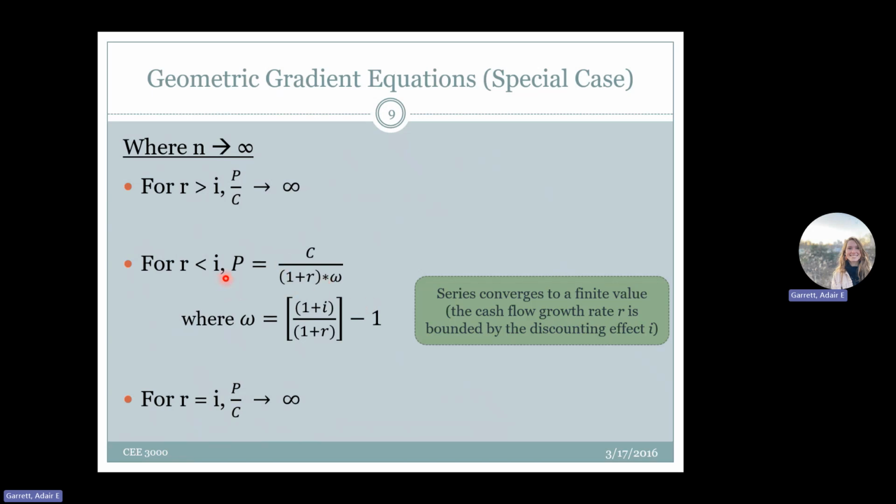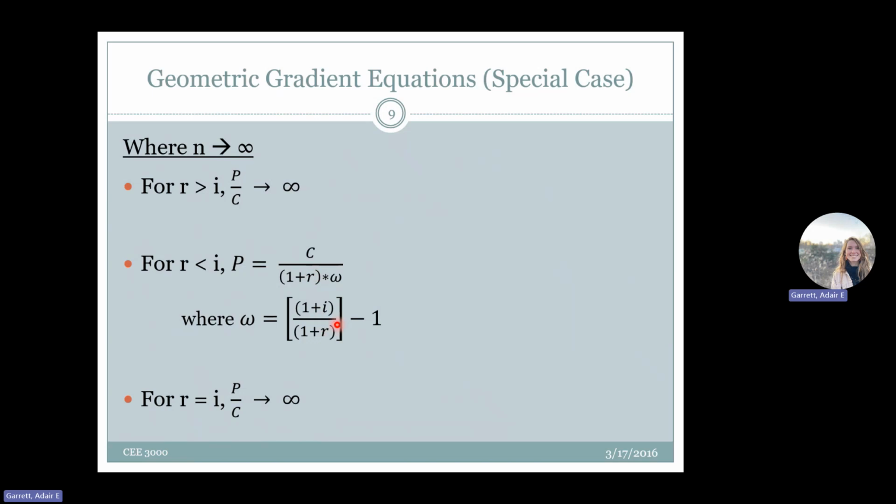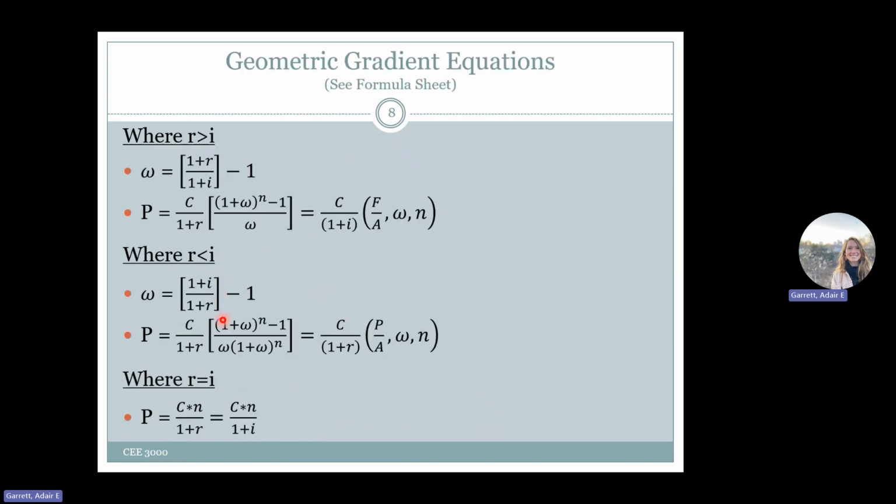So our cash flow growth rate R is less than our discounting effect I, and we're able to calculate our present worth as being that initial payment over 1 plus the growth rate times this calculated interest rate, which is equal to this relationship between the interest rate and the growth rate. And I want to highlight that this is the same that we saw on the last slide for the R less than I case.